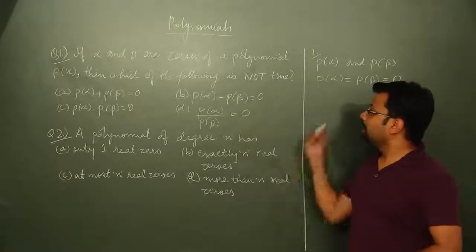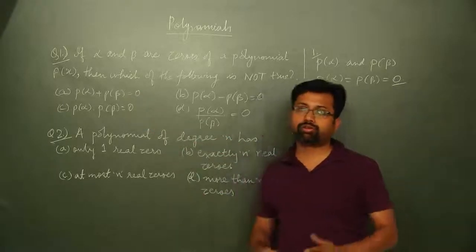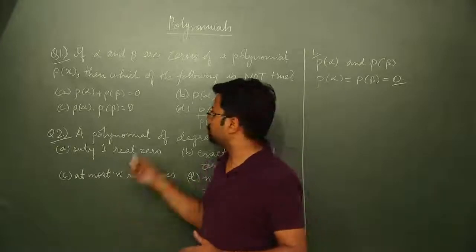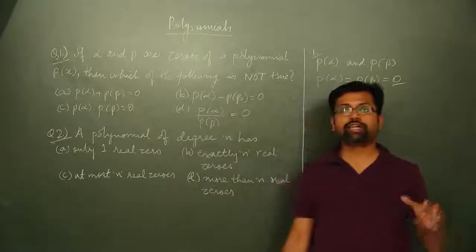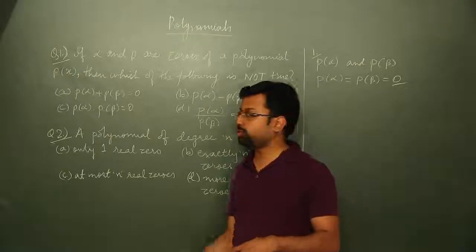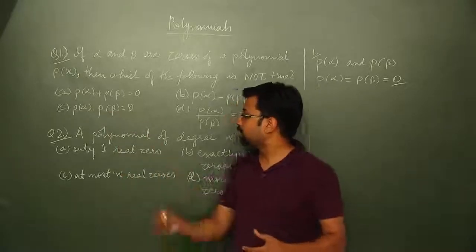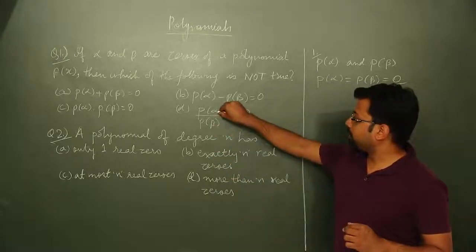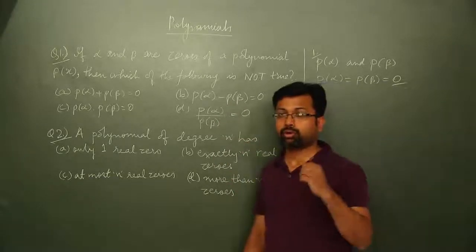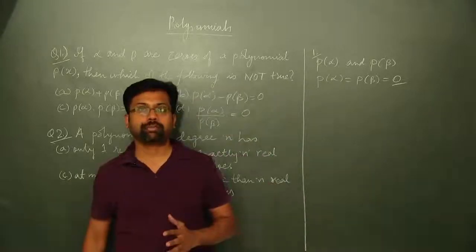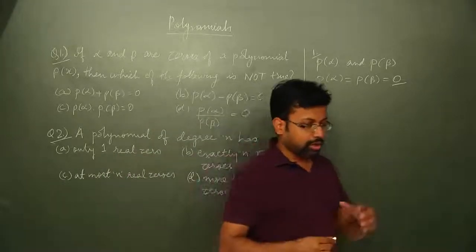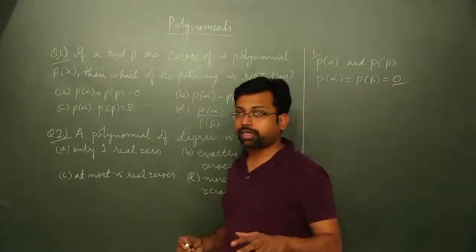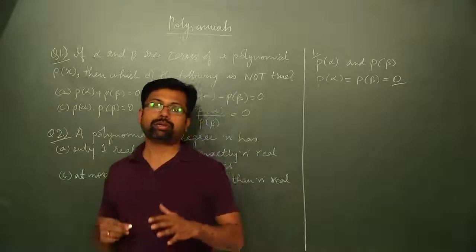So in that case, p(alpha) plus p(beta) will be equal to 0, which is correct. P(alpha) minus p(beta), again 0 minus 0 is 0, so this will also be correct. P(alpha) into p(beta) is 0 into 0, which will again be 0, hence this is also correct. But p(alpha) by p(beta), 0 by 0, p(alpha) is 0 and p(beta) is also 0. So 0 by 0 is not defined in mathematics. A number whose numerator and denominator are both exactly 0 is not defined. Denominator can never be 0 in mathematics.